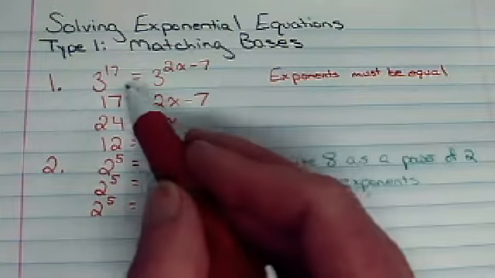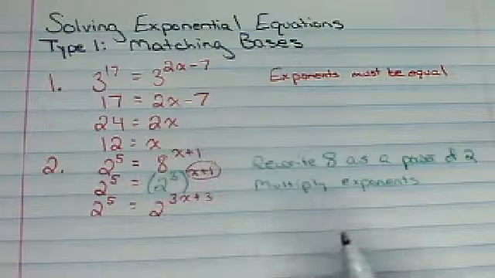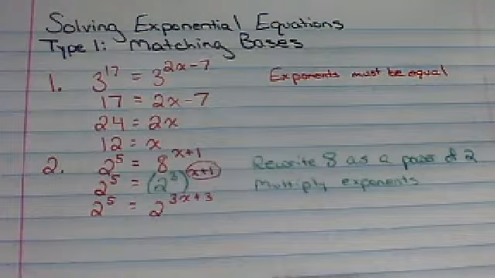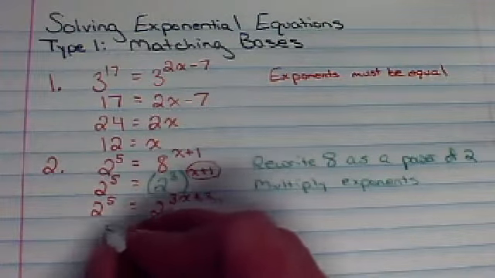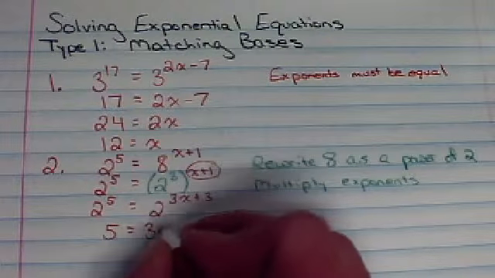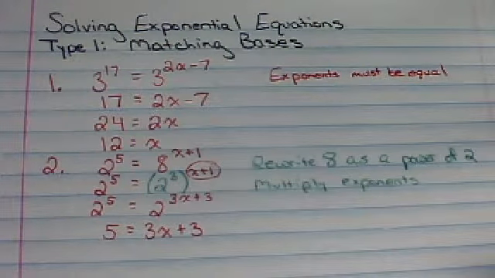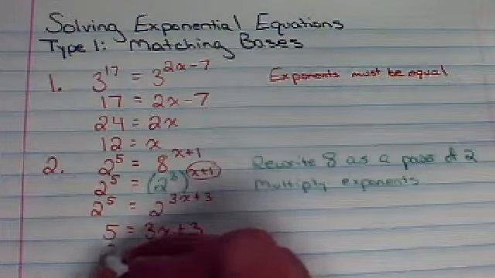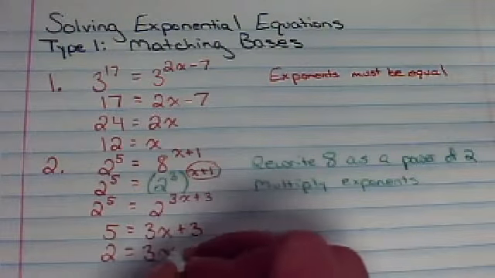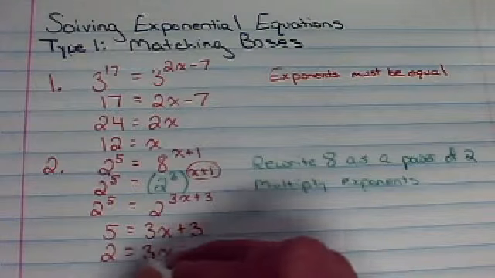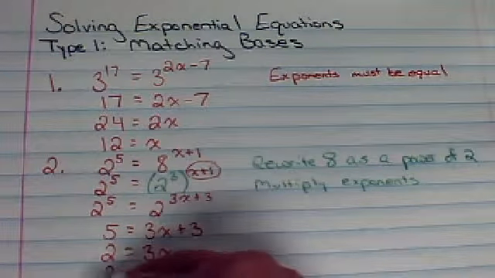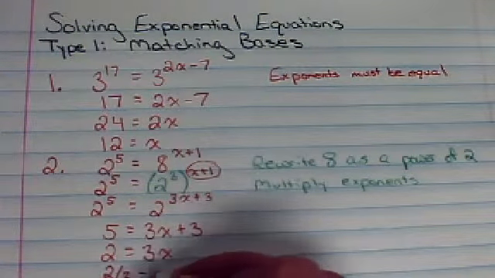Now I've got the same situation I had up here. We have matching bases. Therefore, the exponents must be equal. And now we have a simple equation to solve. Subtract the 3 and divide by the 3 in front of the x. And we're done. Let's do a little bit harder one.